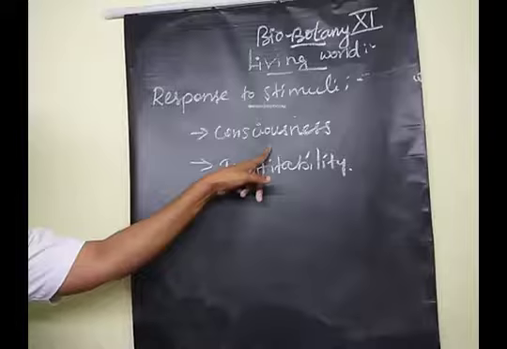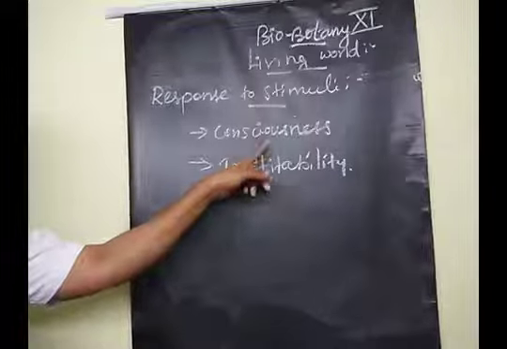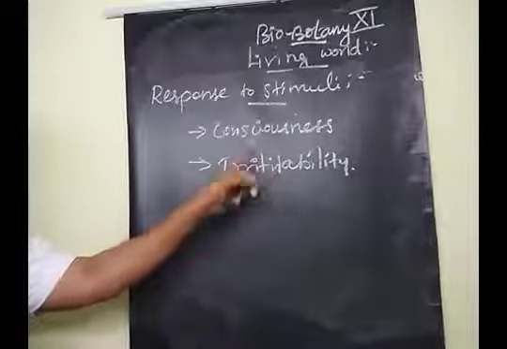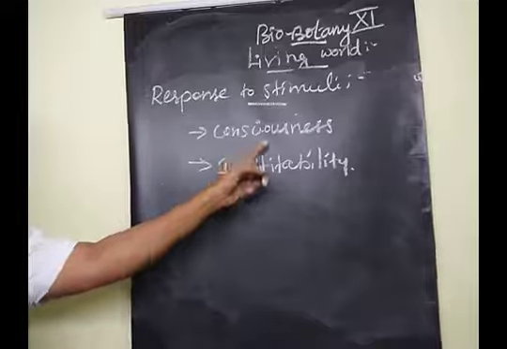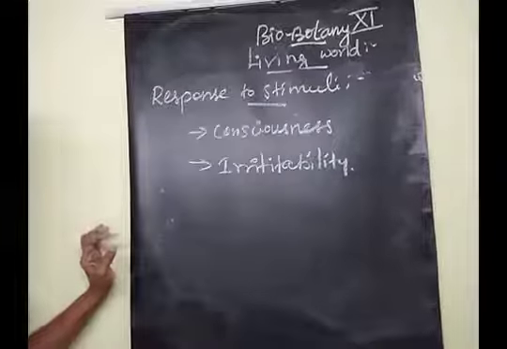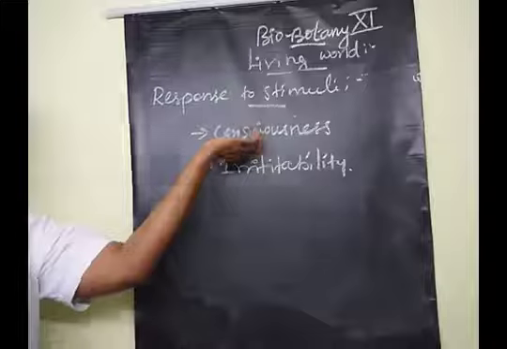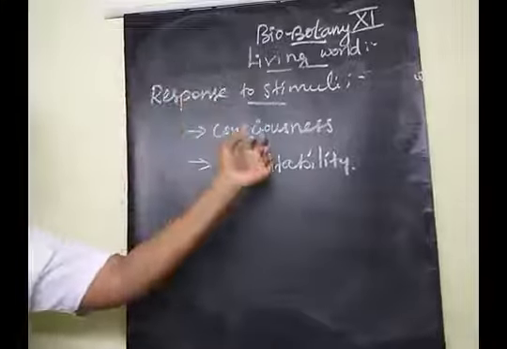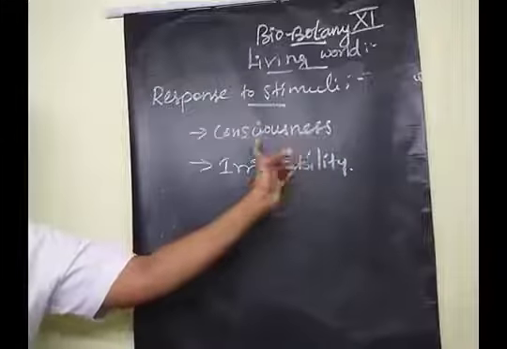Consciousness means animals sense their surroundings by sense organs. Clear? Animals sense their surroundings by sense organs. So that is called consciousness.